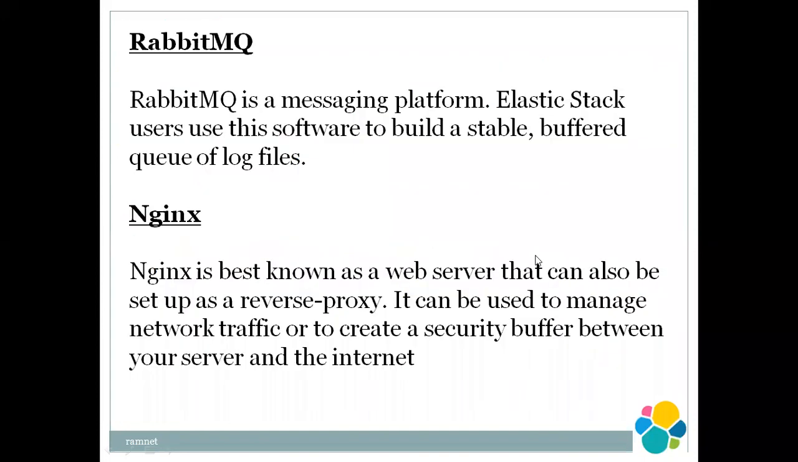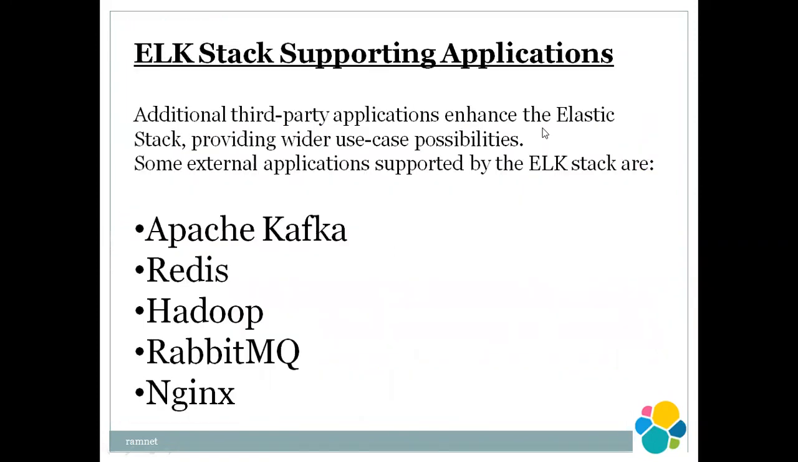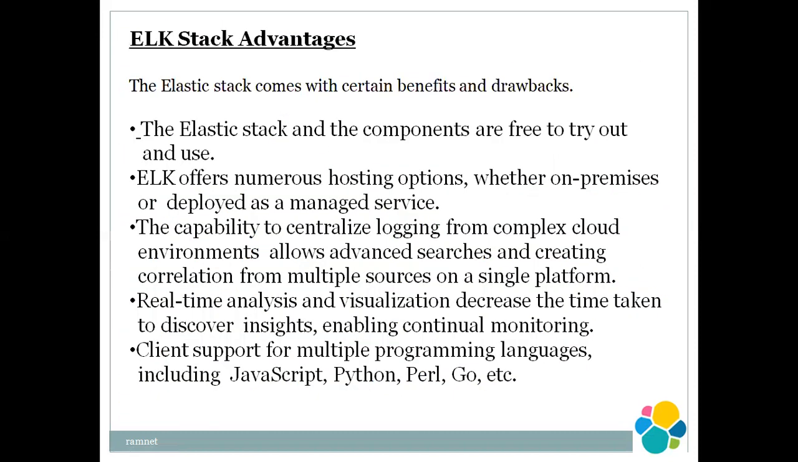The last two, RabbitMQ and Nginx. RabbitMQ is a messaging platform. We normally use it for mailing, and Elasticsearch users use this software to build a stable buffered queue of log files. Nginx is the best known web server that can also be set up as a reverse proxy. It can be used to manage network traffic and create a security buffer between the server and the internet. So these are the 5 third-party applications supporting the ELK stack.